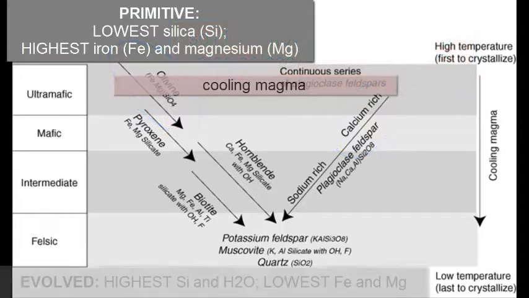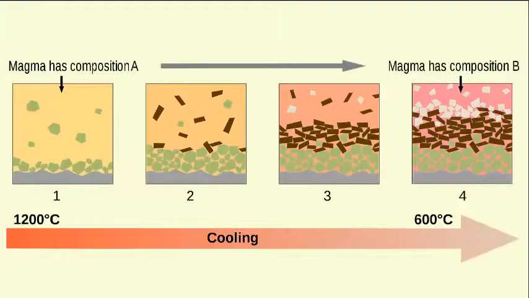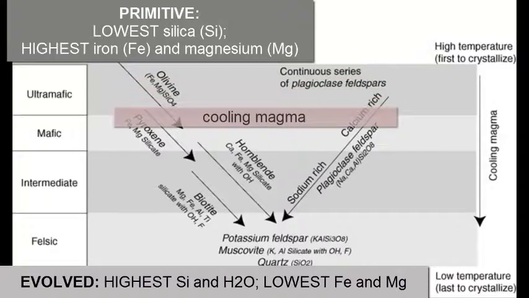If, however, we let the magma evolve, if we remove the olivines by having them sink to the bottom of the magma chamber, and the plagioclase feldspars by having them float to the top or edges of the magma chamber, the composition of the magma would start to change. It would become more silica-rich, more water-rich, and have less magnesium and iron. Now it would continue to cool until pyroxene began precipitating.